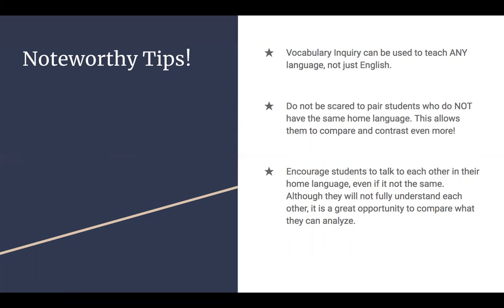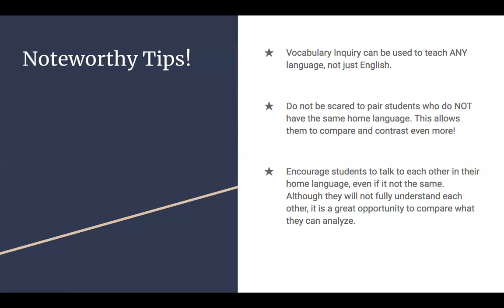And then this sort of ties into my last bullet of encouraging students to talk to each other in their home language, even if it's not the same. Because although they will not fully understand each other, it's a great opportunity to compare what they can analyze. So, as I noted before, sounds, structure, cognates, etc. Although they might not understand what is being spoken to them, if, for example, I, as a Spanish speaking student, was communicating with a German speaking student, I'm probably not going to be able to understand what they're saying, but I will be able to notice, okay, this word sounds like this word in my native language, or this word sounds like this word in English, and so on and so forth.